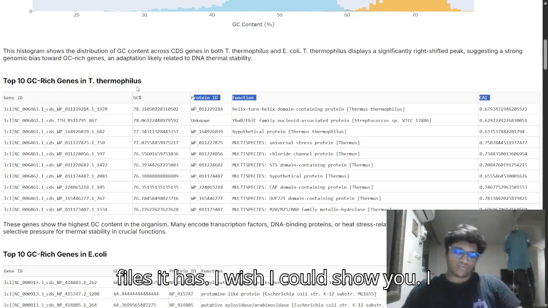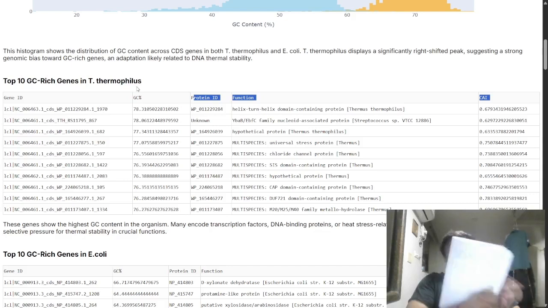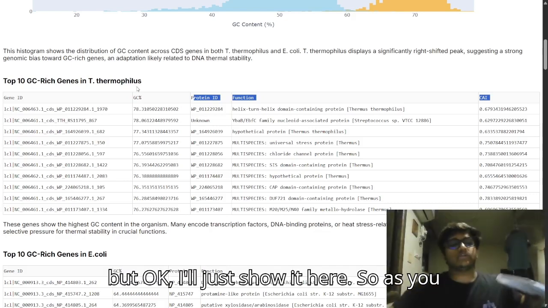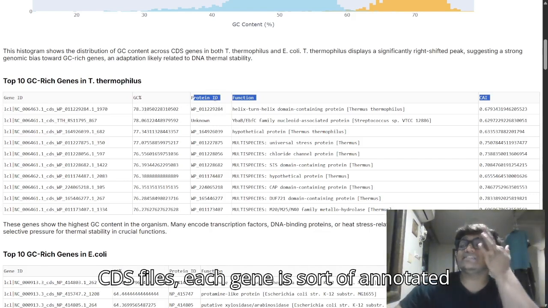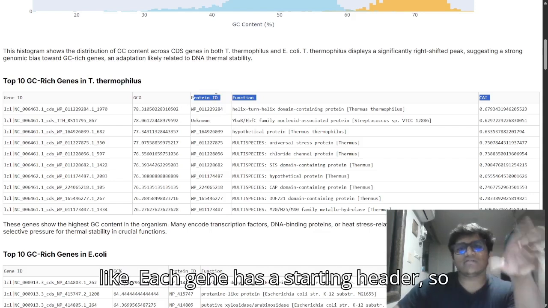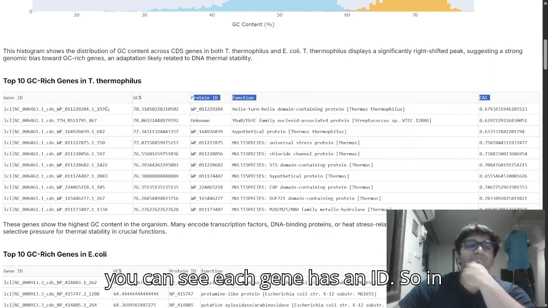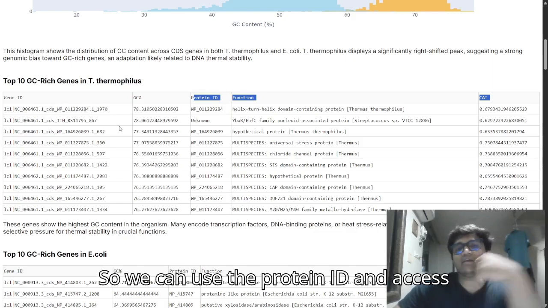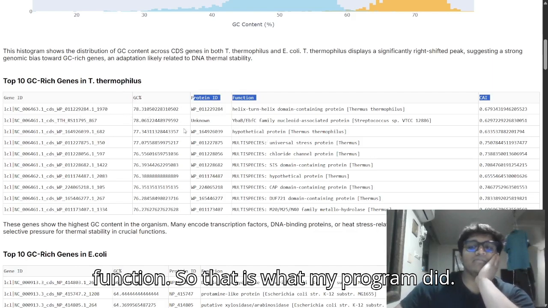I wish I could show you. I think I have it in my notebook. Like here, it is visible. I know it won't be, anyway, I'll just show it here. So you can see, this is the gene ID. In CDS files, each gene has a starting header, so you can see each gene has an ID. In that we have the protein ID. So we can use the protein ID and access it via the Entrez API and get the function. So that is what my program did.